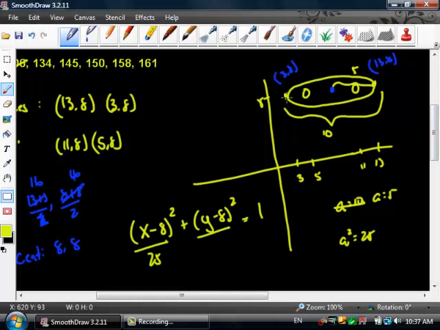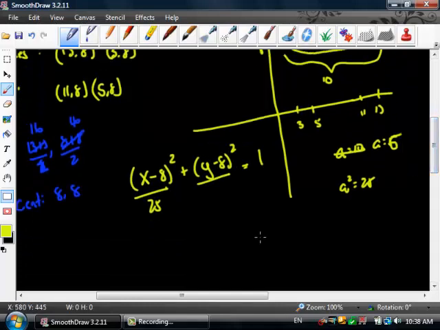Because the distance from one vertex to the other is 10, which means that the distance from the center to that vertex is 5, which means that a equals 5. And if you square a, 5 squared is 25, which means it's 25 here. Yeah? And then to get the b value, we're going to use the c-a-b formula. So it's going to be c squared equals a squared, which is 25, minus b squared.